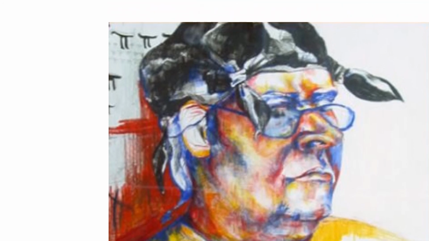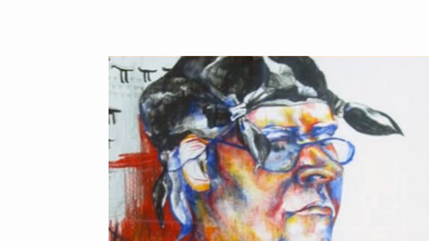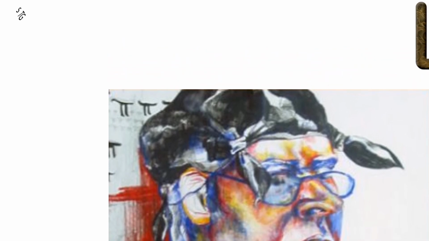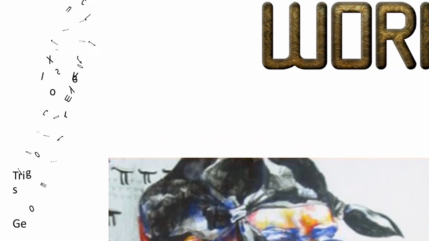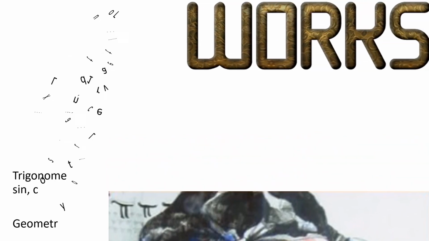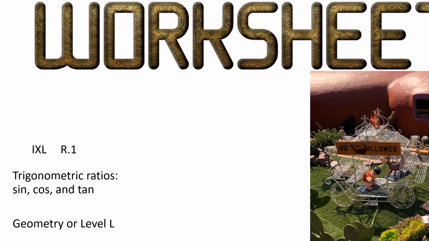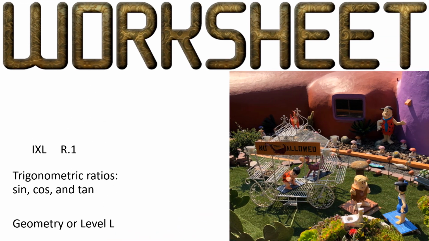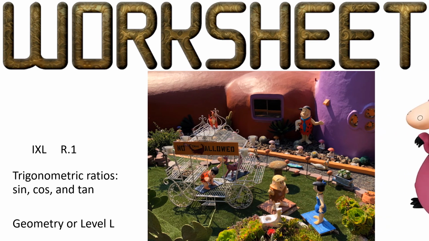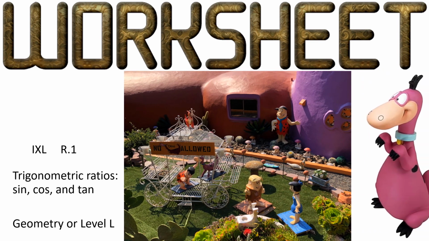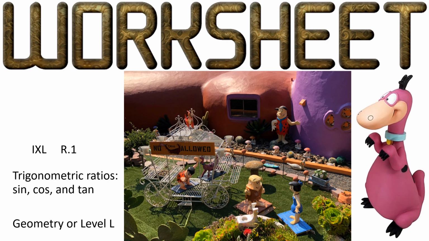Let's get that out of here. Let's get something more desirable to look at. Okay, so we're going to have a worksheet. And then on IXL, we're going to get into the trig ratios for sine, cosine, and tangent. And again, some people's yard art and some people's houses, go figure.